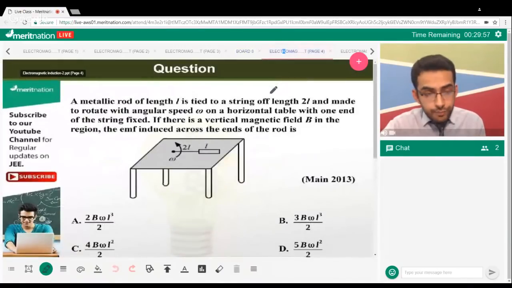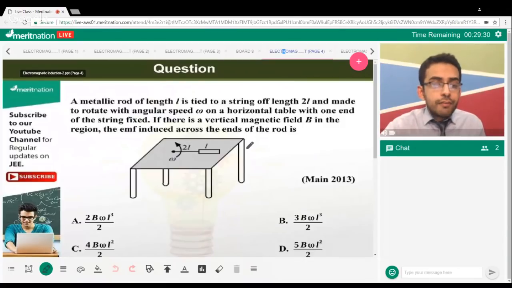Now let's see the question. A metallic rod of length L is tied to a string of length 2L and made to rotate with angular speed omega on a horizontal table, with one end of the string fixed. If there is a vertical magnetic field in the region, the EMF induced across the ends of the rod is? So what we have to find? We have to find the EMF induced, like in the previous case. So how to do that?